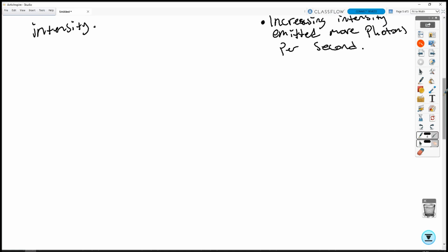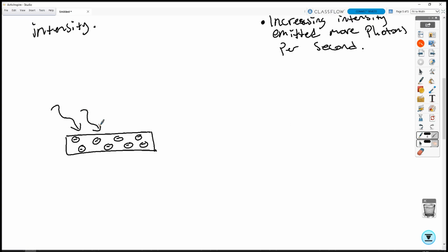So we'll draw what was happening. We have a material that has excess electrons. Photons are incident on the material. When the electrons absorb these photons, they are liberated and they're given some kinetic energy.